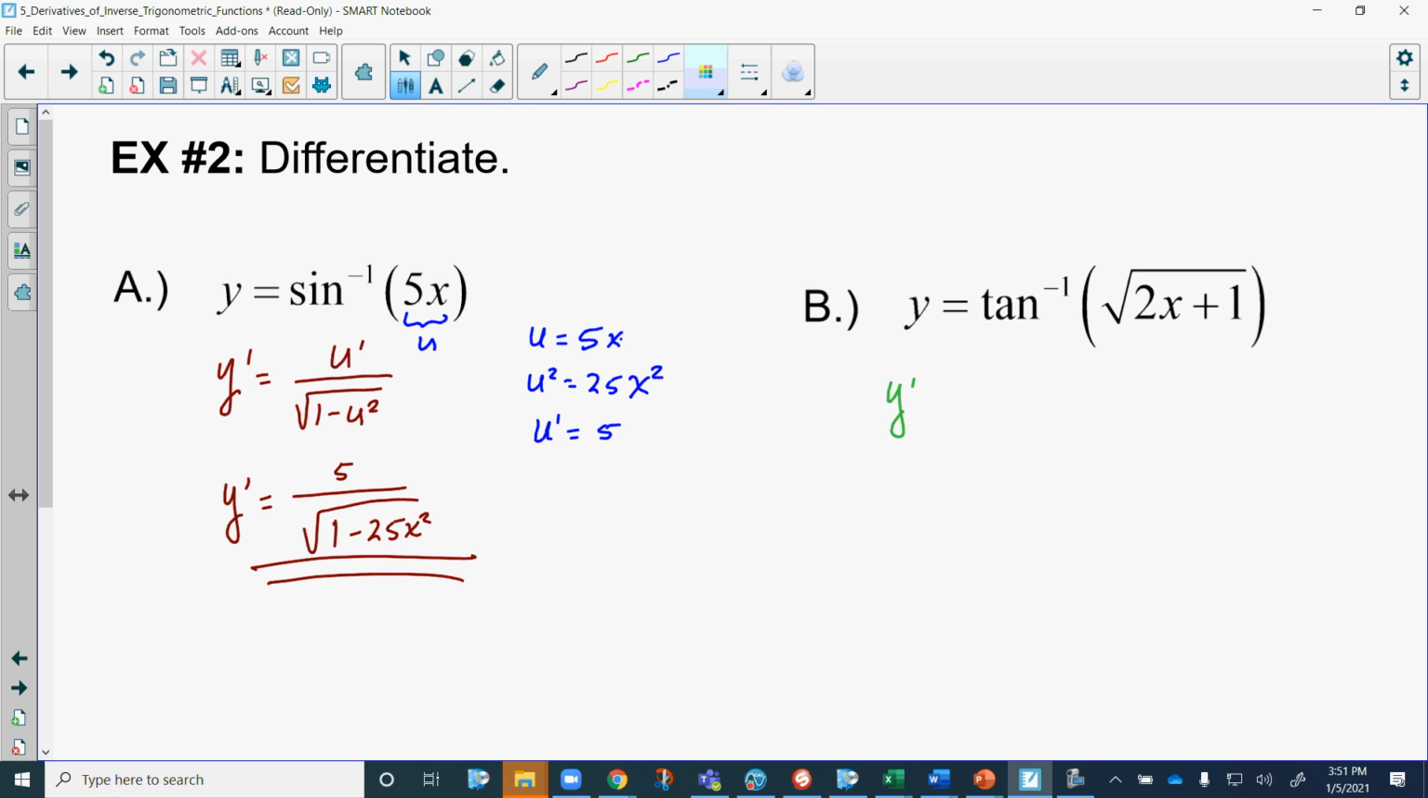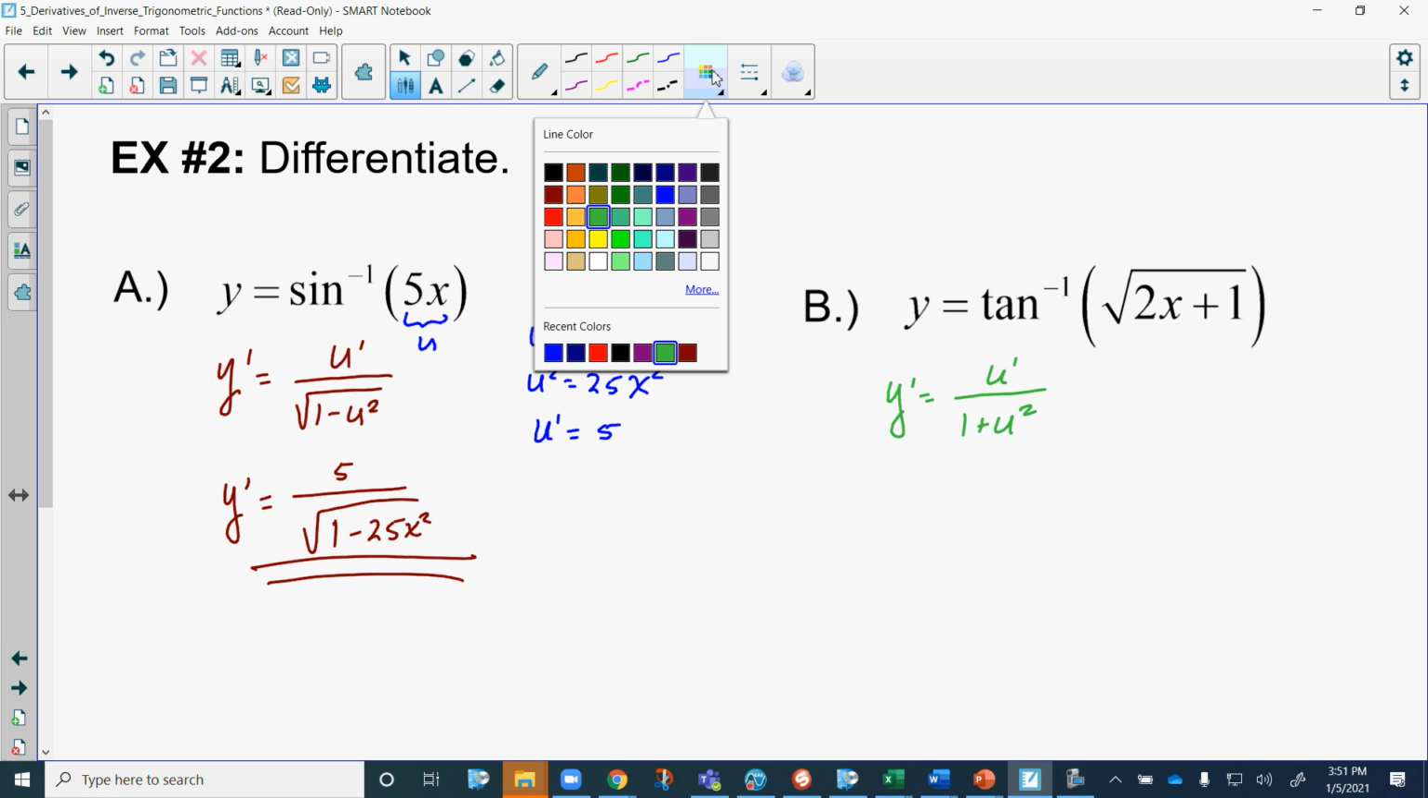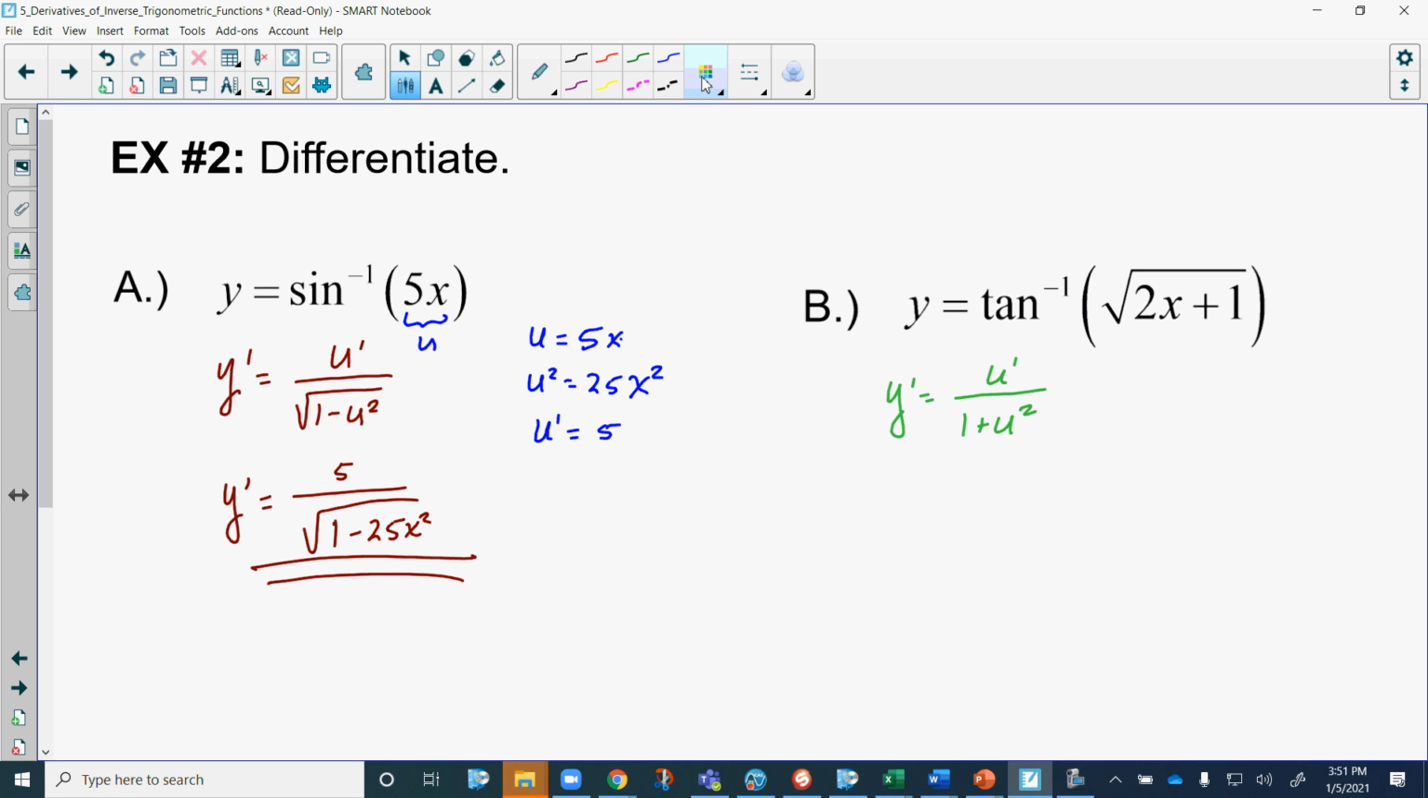So y prime for tangent, to take the derivative, for this one is going to be the derivative of u, whatever it happens to be, over 1 plus u squared. Okay? Well, in this case, u, and black will work.